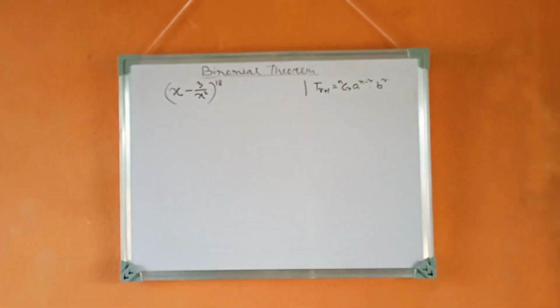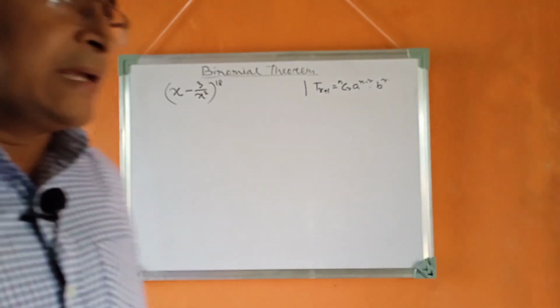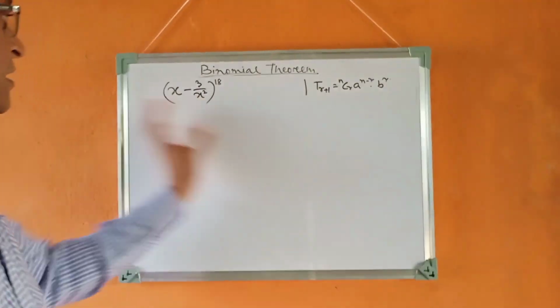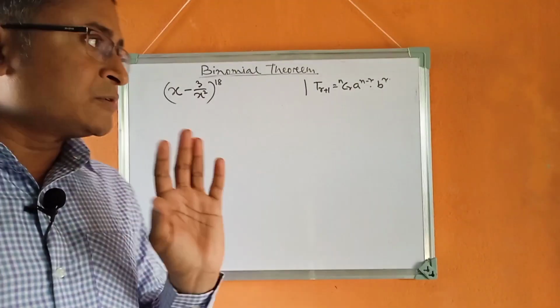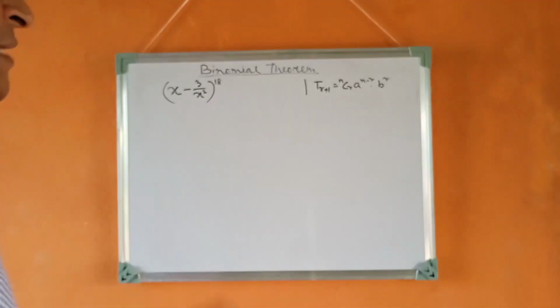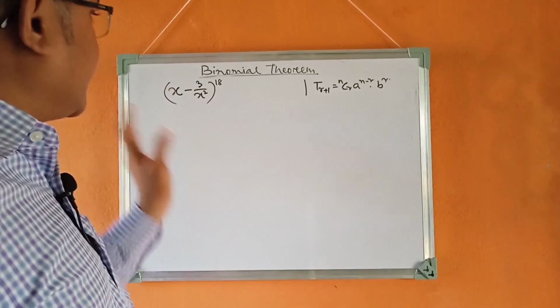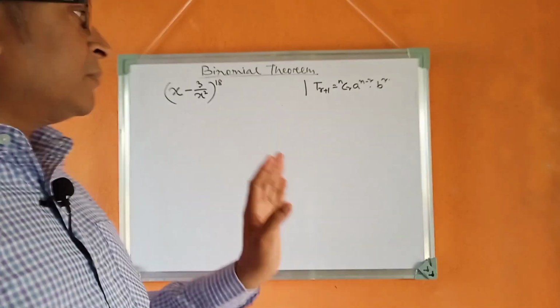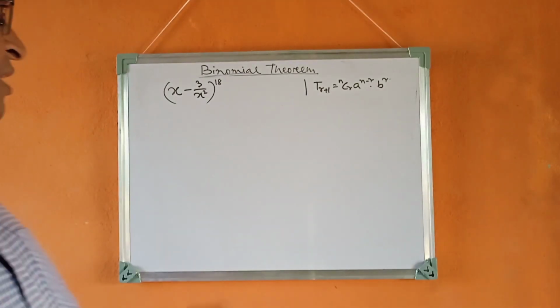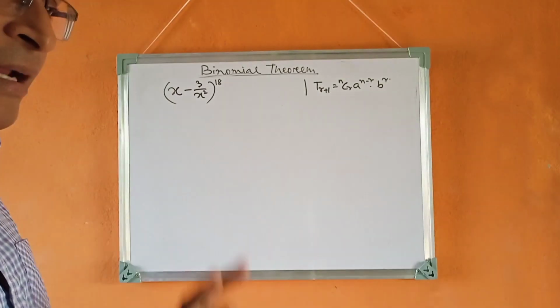Independent of x. First of all, what do you mean by independent of x? In that binomial expansion, after expanding this series, we get many terms. How many terms? The power is 18, so 18 plus 1, that is 19 terms. All of you clear? So out of these 19 terms, one term is independent of x.